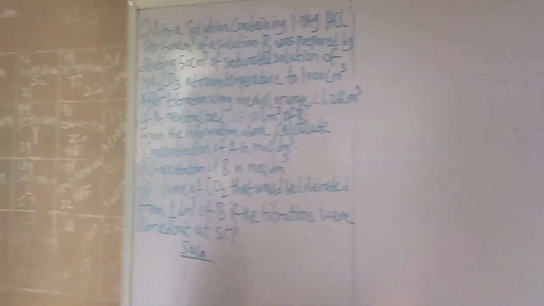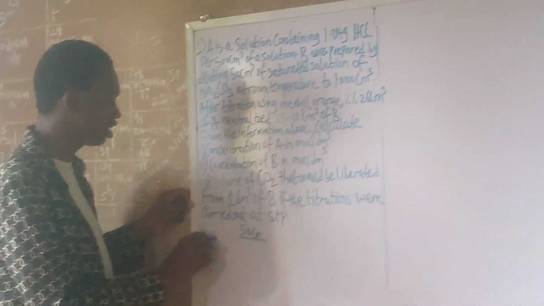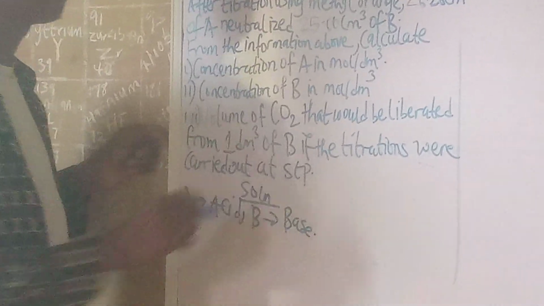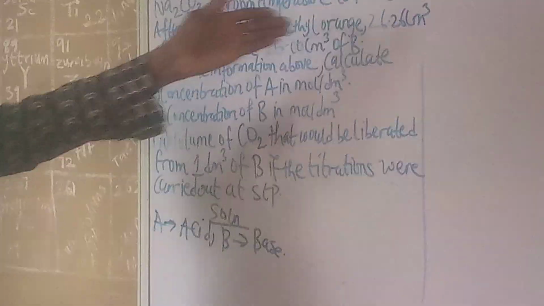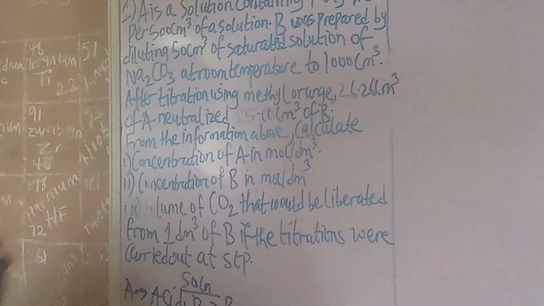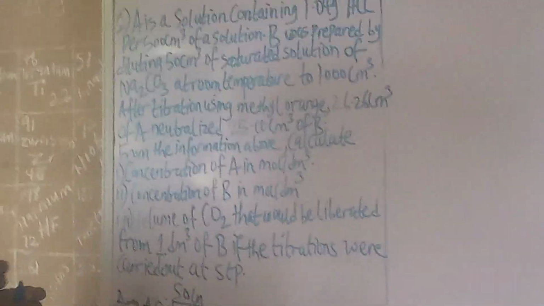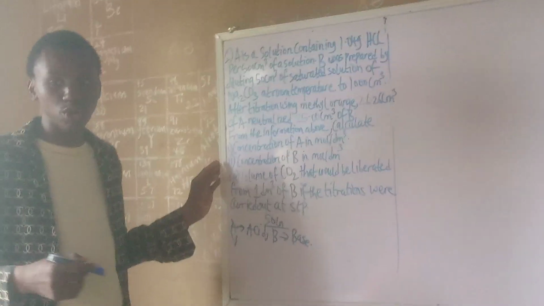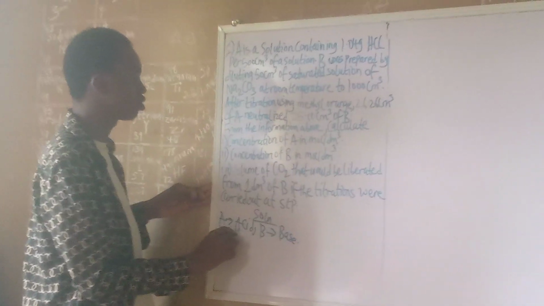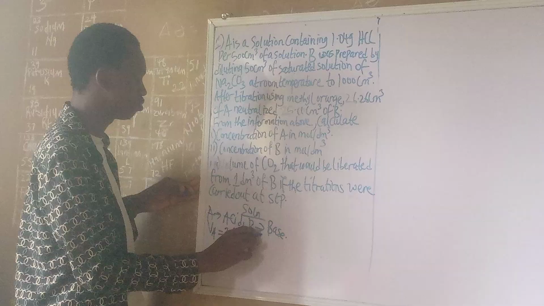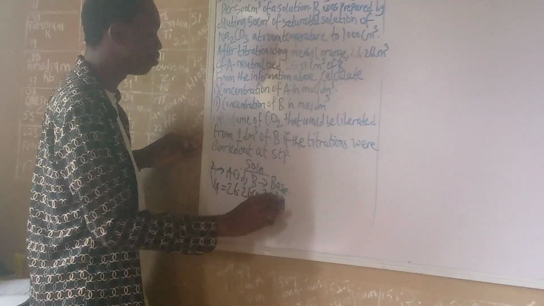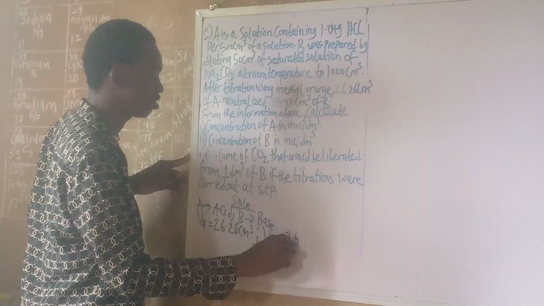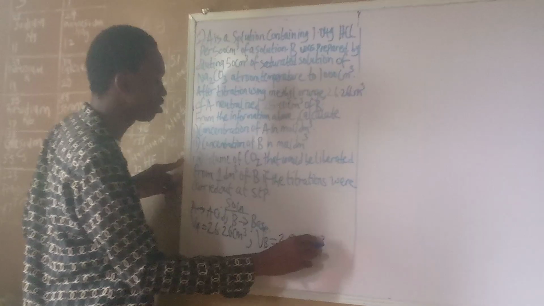Our A is our acid and our B is our base. The first thing we need to understand is that we're given our volume of acid when we perform titration. So the volume of acid that was required for the titration to be completed is 26.26 cm³, and the volume of the base, which is a default standard, is 25.00 cm³.